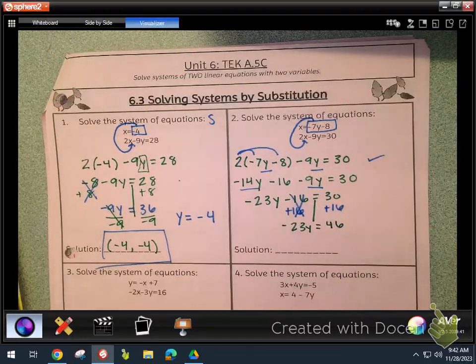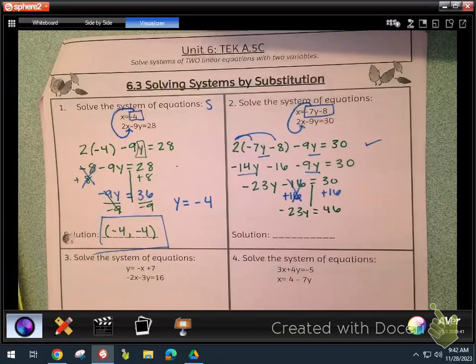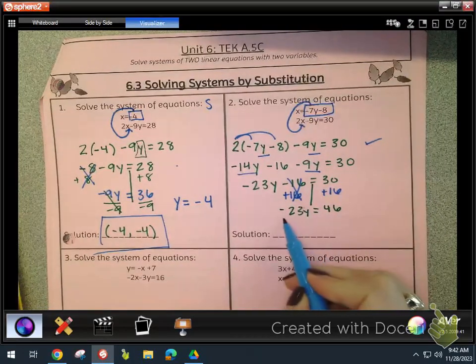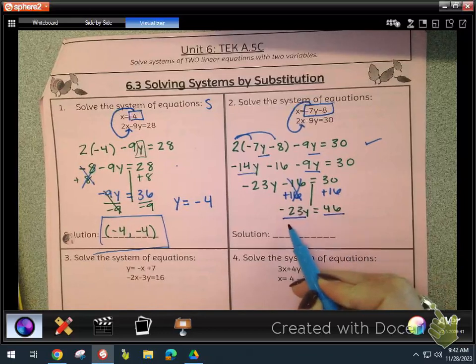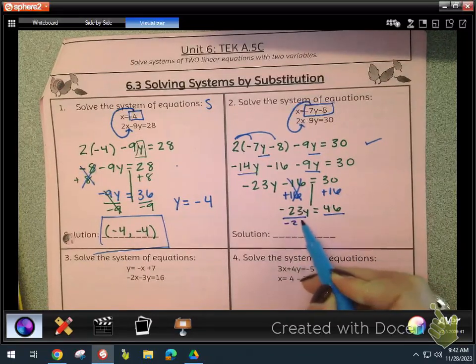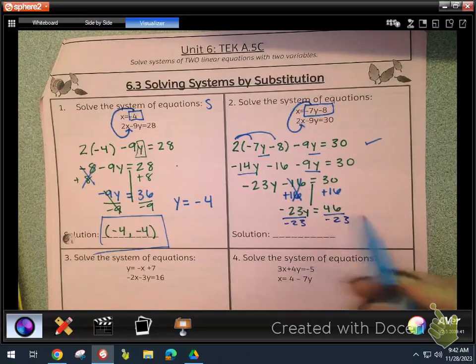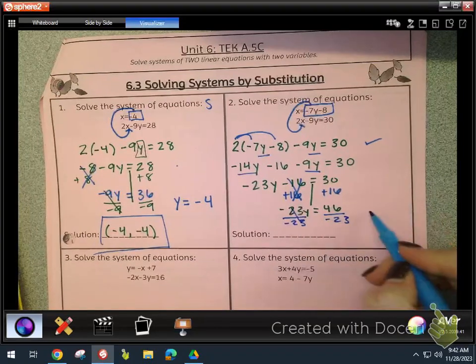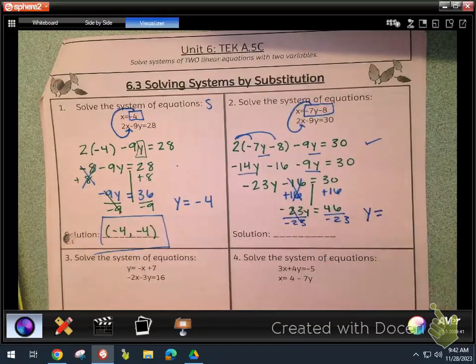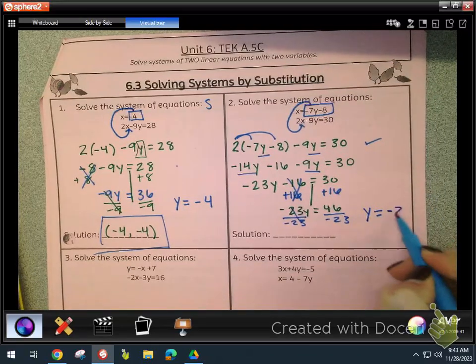All right, Jahan, what do we do next? Final step to get y. Divide by... What's in front of y? Negative 23. So negative 23 on both sides. And that will give me that y equals... What's 46 divided by negative 23? Negative 2. Okay?